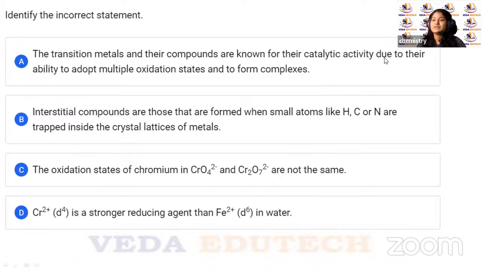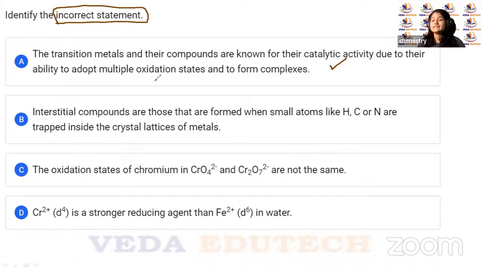Okay, so let us see what is given in this question. The question here is: identify the incorrect statement. You have to find which statement is incorrect, right? The transition metals and their compounds are known for their catalytic activity due to the ability to adopt multiple oxidation states and to form complexes. This statement is correct, children, right?